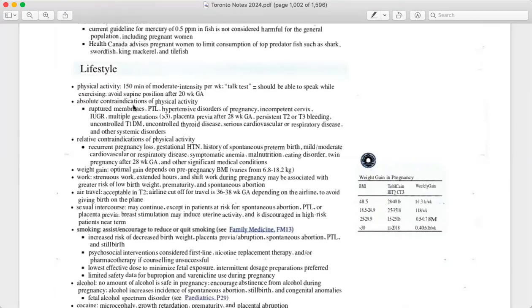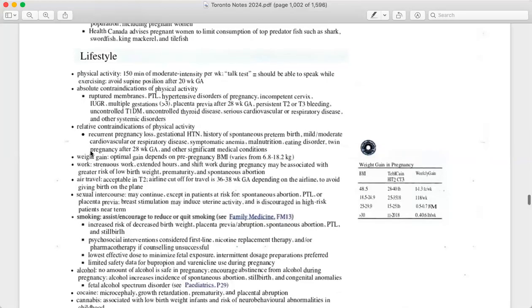Like ruptured membrane, preterm labor, hypertensive disorder of the pregnancy, incomplete cervix, IUGR, multiple gestation, or placenta previa, persistent T2 and T3 bleeding, uncontrolled type 1 diabetes mellitus, uncontrolled thyroid diseases, cardiovascular, respiratory, and other. So in these conditions, you are going to ask the female to avoid the physical activity. So this one, just know the absolute one. Relative indications, if you can remember it, it's okay. If you cannot, then it's totally fine as well.